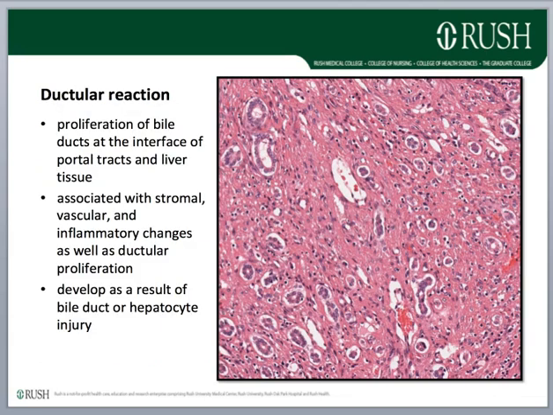Another pattern of hepatocellular injury is called ductular reaction. And this is the proliferation of these bile ductules at the interface of portal tracts and liver tissue. So I'm pointing out and circling the proliferation of these small little ductules and ducts. This is a nonspecific pattern, so it doesn't point to a specific disease. It can develop as a result of any kind of bile duct injury or hepatocellular injury. And it used to be called bile duct proliferation, but it's so much more than that.